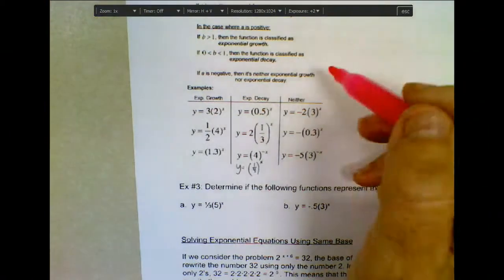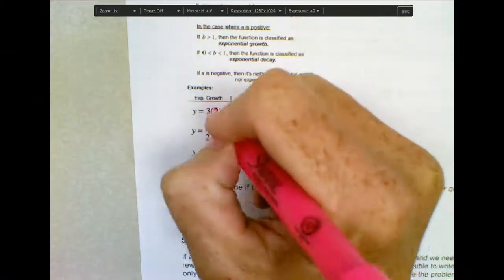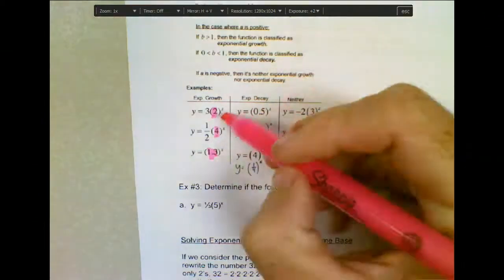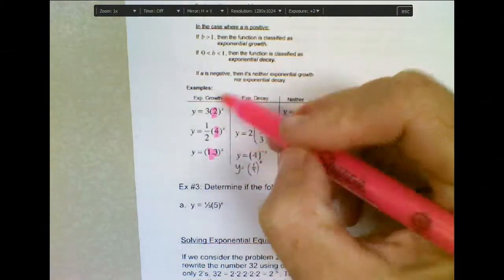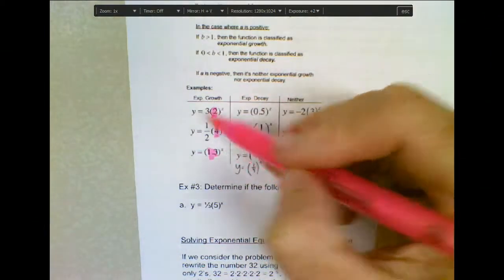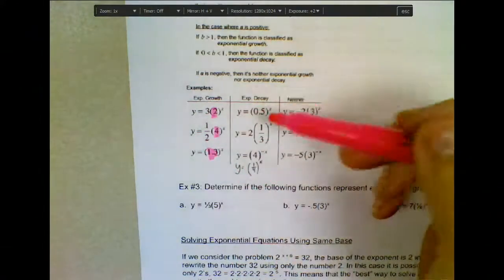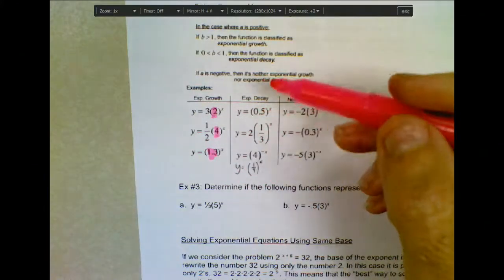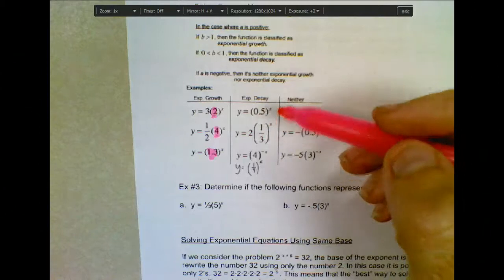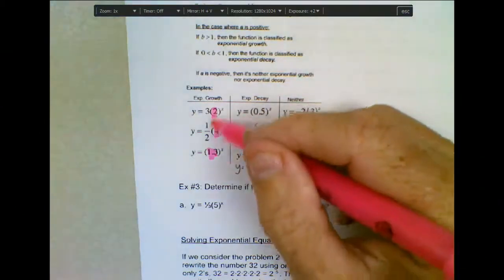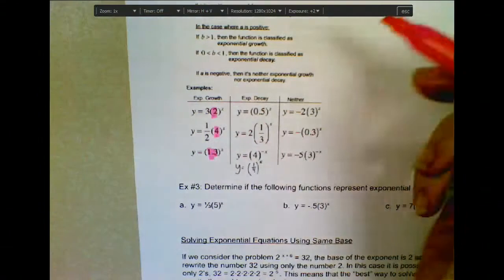The number, the base, is what's going to tell you whether it's growth or decay. In this column, all three are larger than 1. This number out here doesn't matter. That kind of tells you how skinny or fat your graph is going to be, how steep or flat the increase is going to be. But it doesn't tell you whether it's growth or not. That's the number right in front of your exponent.